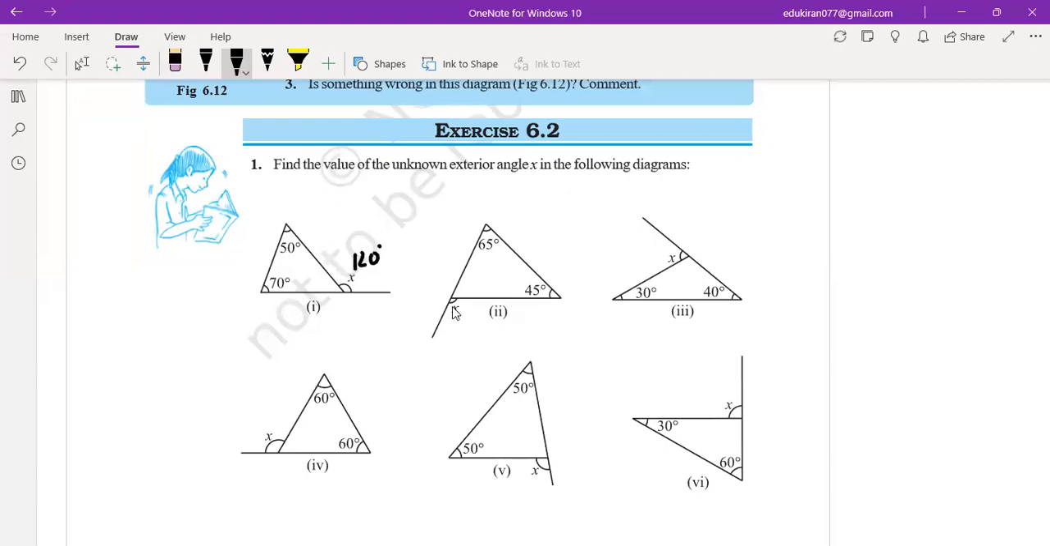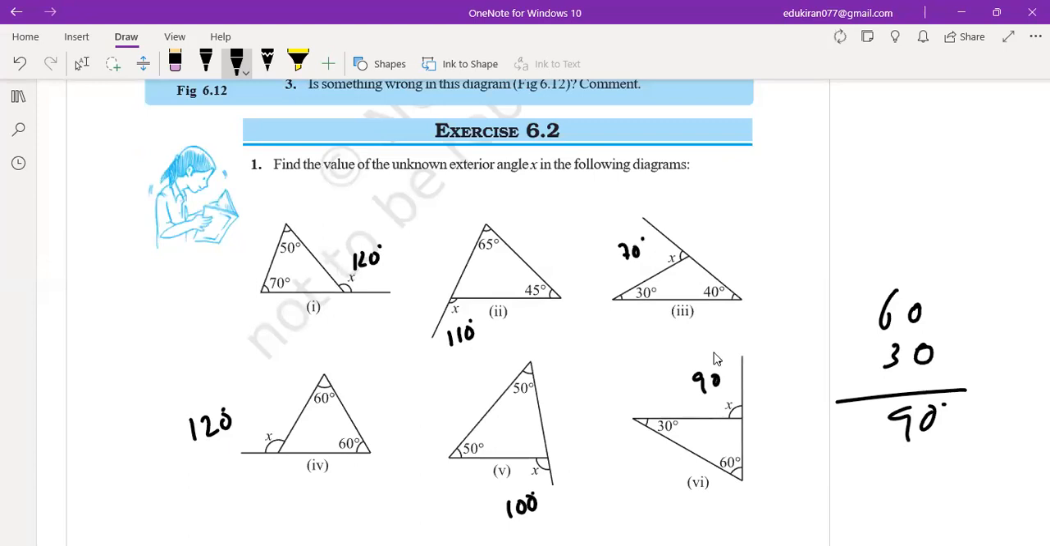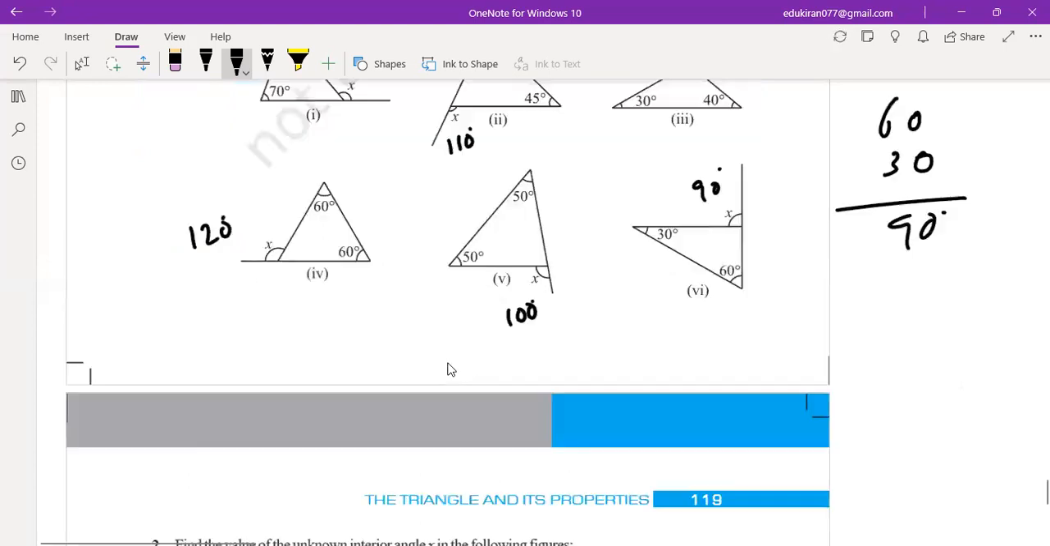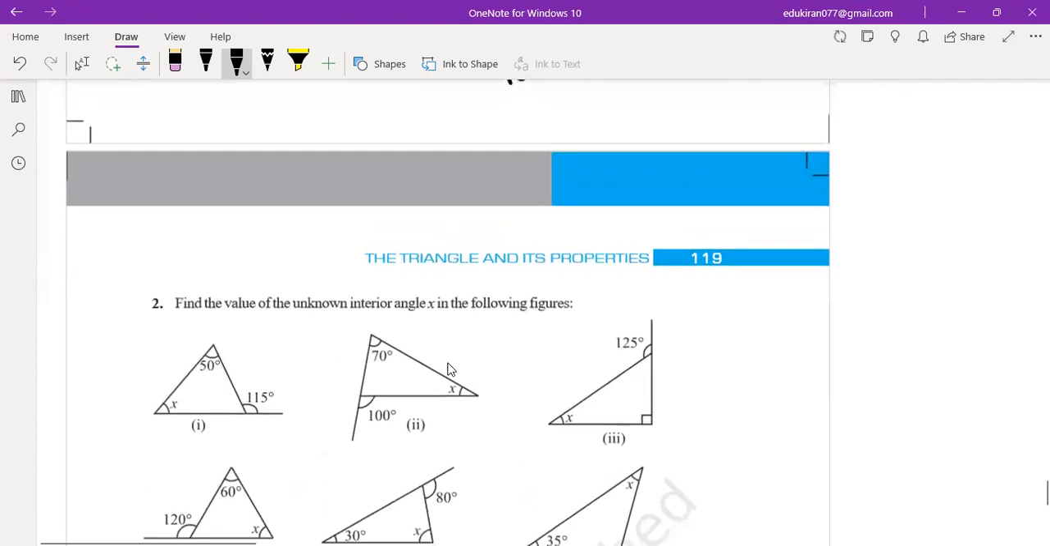Good. Second, ma'am, 110 degree. Okay, next. 70 degree. Next. 120 degree. Next, ma'am, 100 degree and 100 degree. Ma'am, 90. 90 degree, how 90, ma'am? 60 plus 30. Sorry, ma'am. 60 and 30 is 90. Clear? Okay, now this one.